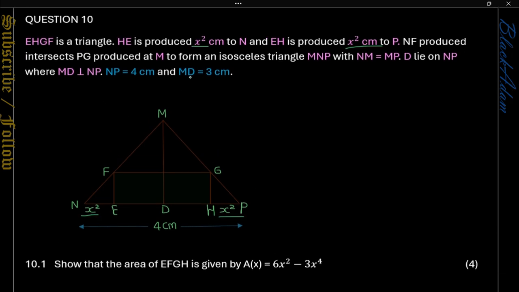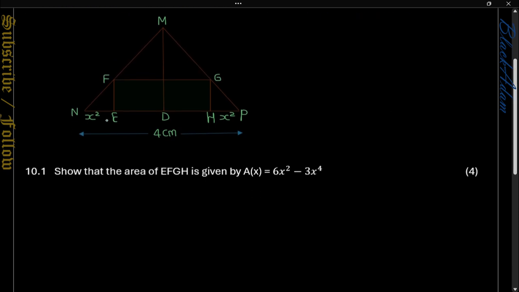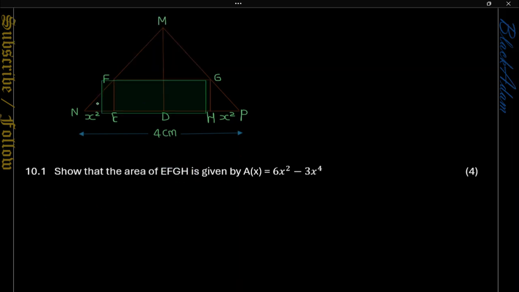So we have the side x squared, and we have MD, which is 3 centimeters, and we have the distance left to right, and DP is 4 centimeters, and we're required to prove that the area of the rectangle is going to be 6x squared minus 3x to the power 4. That's what we're required to prove.